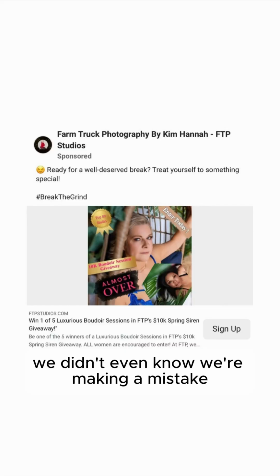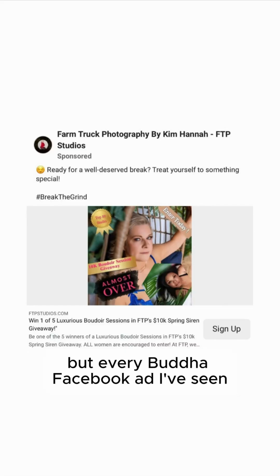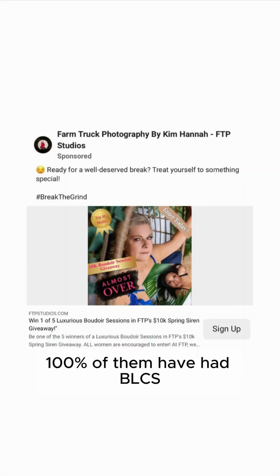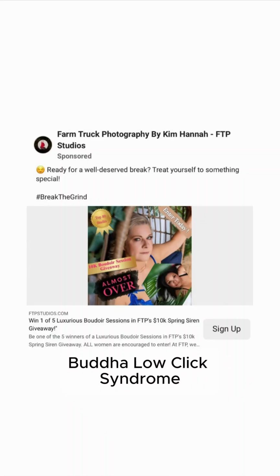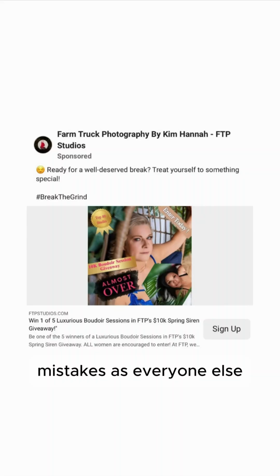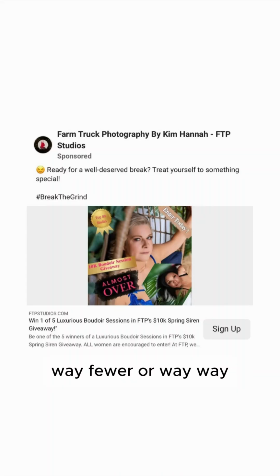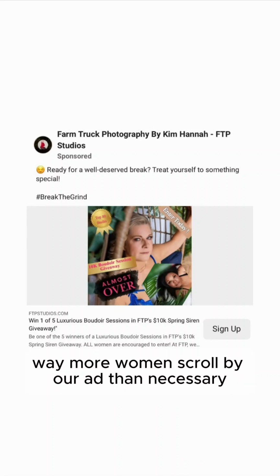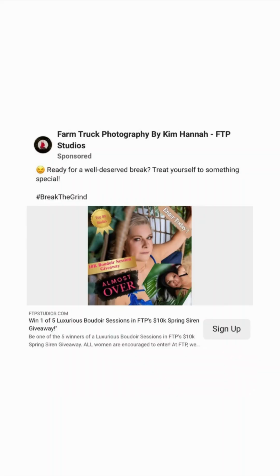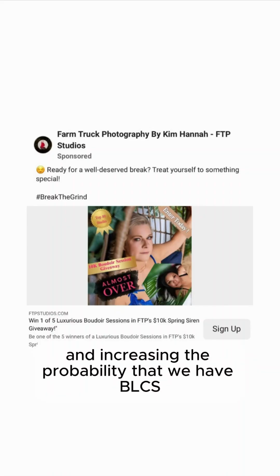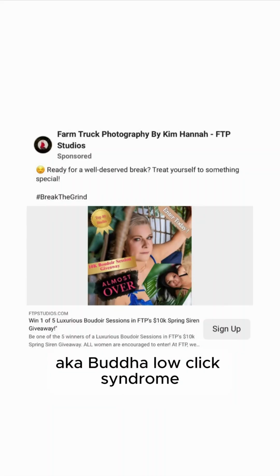We didn't even know we were making a mistake, but every Boudoir Facebook ad I've tested, where I've seen the backend metrics, 100% of them have had BLCS, Boudoir low click syndrome, because everyone's making the same mistakes as everyone else. So the consequence of this is way more women scrolling by our ad than necessary, pulling our unique CTRL under 6% and increasing the probability that we have BLCS, aka Boudoir low click syndrome.